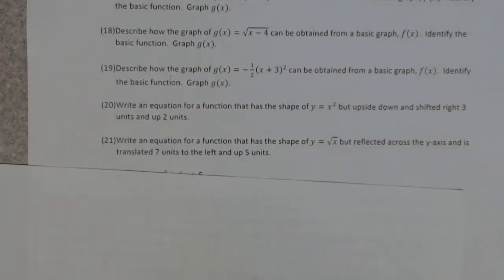All right, let's do number 21 now. We just did number 20. We're going to take y equals the square root of x, and we want to reflect it across the y-axis, and then we want to move it up, translated 7 to the left and up 5. So let's look at that graphically, what that would look like.